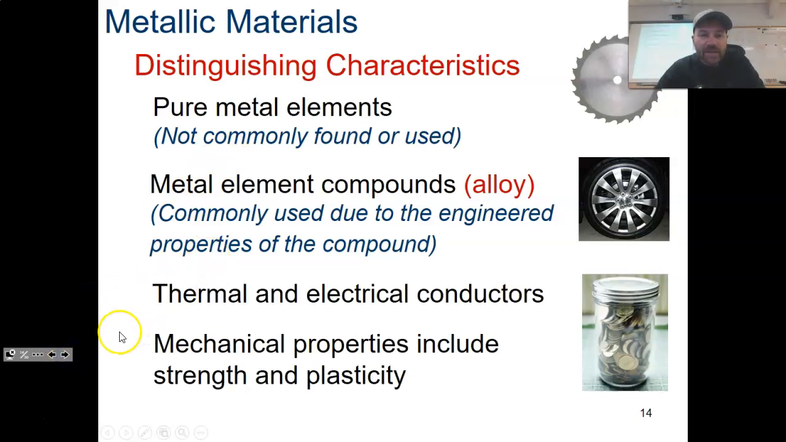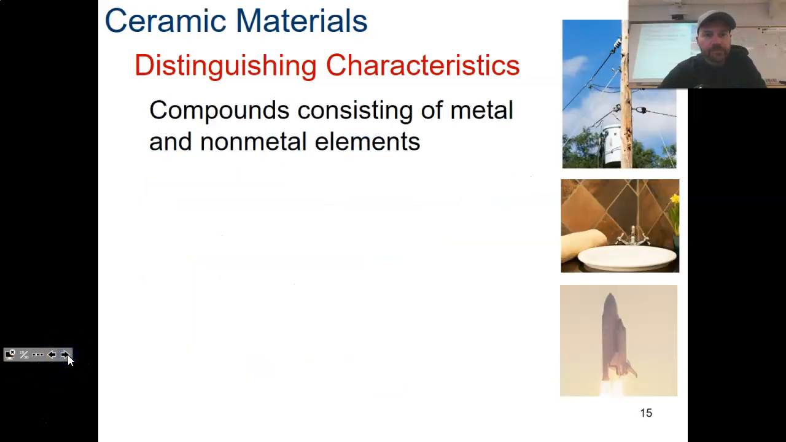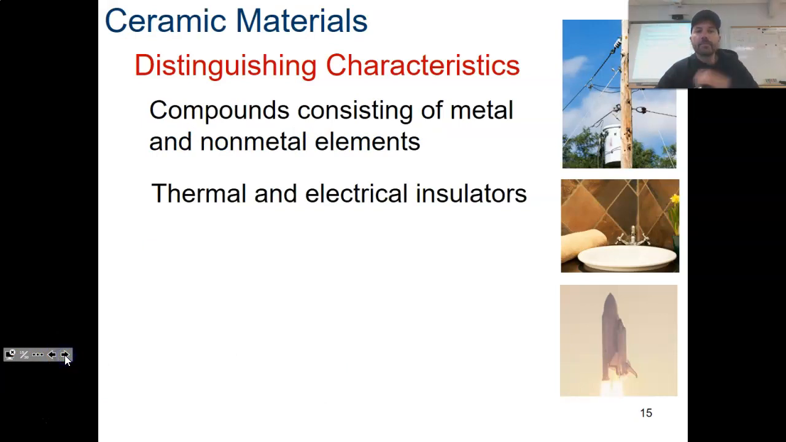Metals are thermoelectrical conductors, and their mechanical properties include strength and plasticity. Ceramics are really good insulators, both thermally and electrically. So they have this power line up here, and these things that insulate the power line from others, they use ceramics like glass or porcelain a lot of times. Here's a sink, porcelain, and then these thermal tiles on the bottom of spacecraft.